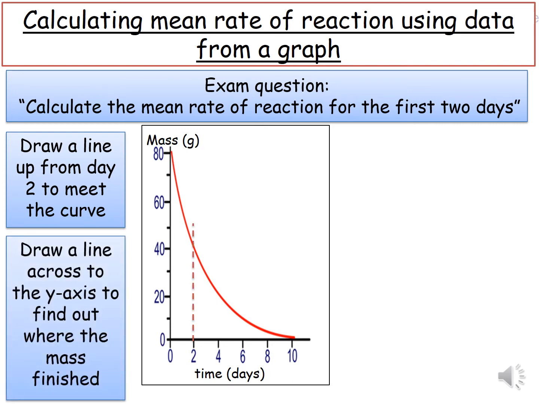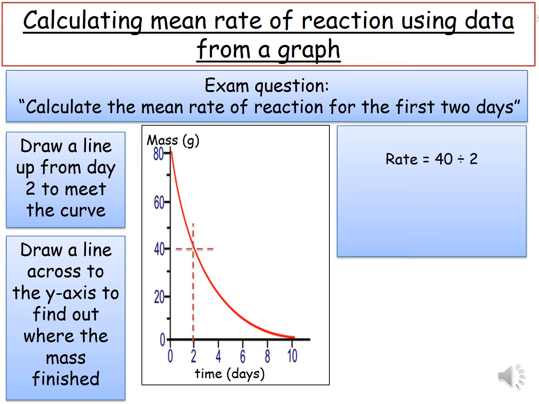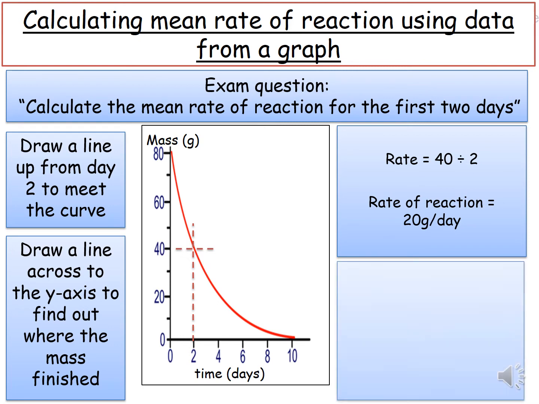Next, we would draw a line going across to the y-axis to find out where the mass finished. And just as before, we'd use our equation, which would be the quantity of the reactant used divided by time. In this case, it is 40 divided by 2. So your rate of reaction would be equal to 20. And if you notice the unit in this case, it is grams per day.